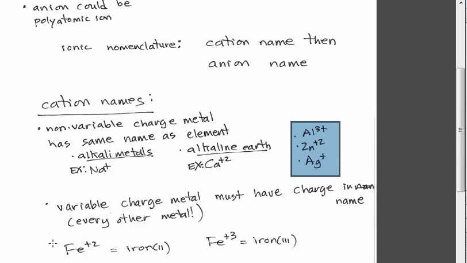So how do we name the cations of these other metals? Well, the charge is just part of their name. So this cation, iron +2, is written iron(II). Now, there are a couple things I want to point out.